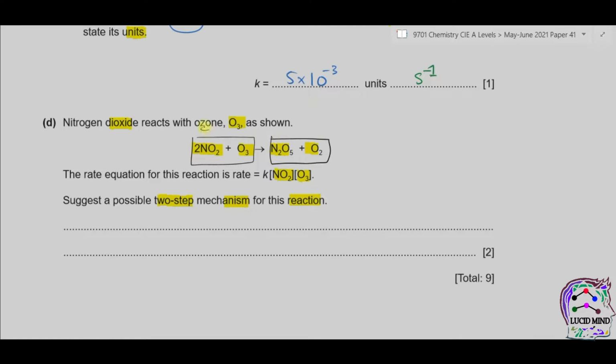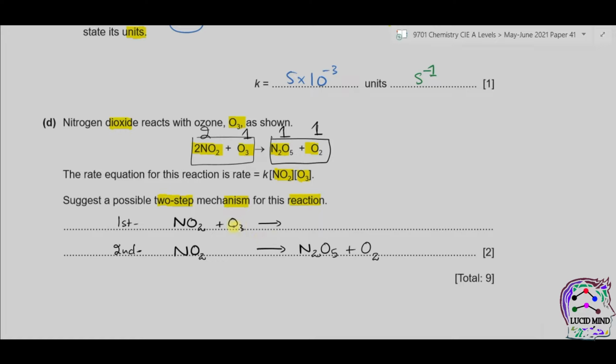In this equation we can see we have 2 moles of NO2, 1 mole of ozone, 1 mole of N2O5 and 1 mole of oxygen. As we have 2 moles of NO2, we can use it in both steps. This is the first step and this is the second step. Now the reactants are NO2 plus ozone, and the final products are N2O5 plus oxygen. So we have to find this product and then use it to make this one. So now we can use this reaction.